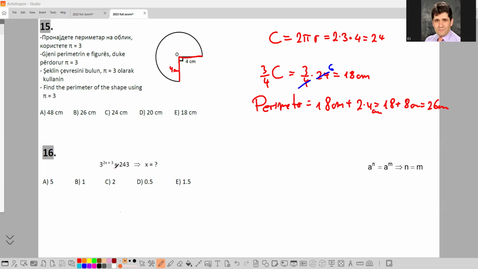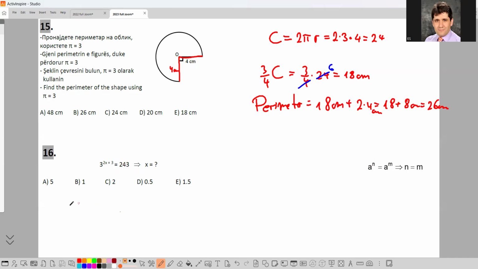For the 16th exercise, we will be using one of the properties that we can see here on the right side. If we have the same base and the exponents are n and m, then the exponents must be equal.